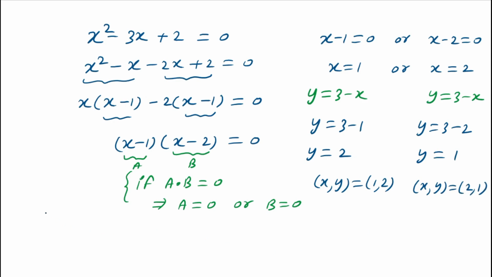Here we have two solutions, x comma y, this is equals to value of x is 1, then value of y is 2, and second solution x comma y, this is equals to value of x is 2, then value of y is 1. This is our final answer.